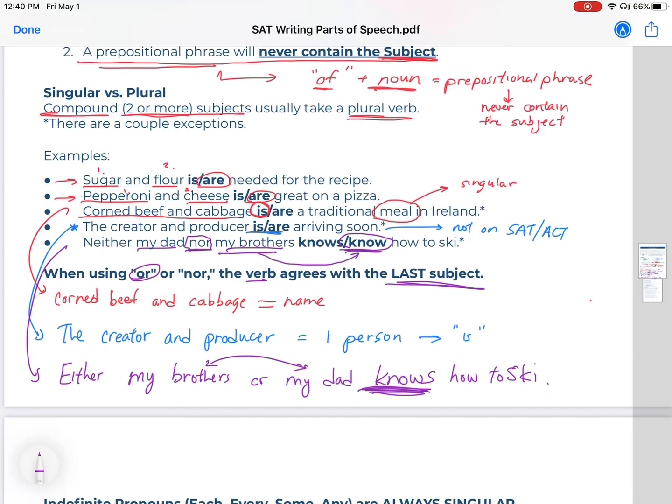So please remember that. That's a really interesting kind of unique rule in English, which is that when you use or or nor, you always want to use the last subject to determine the plurality or what the right verb is.